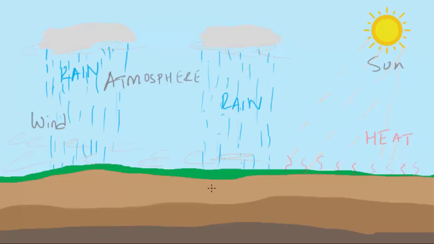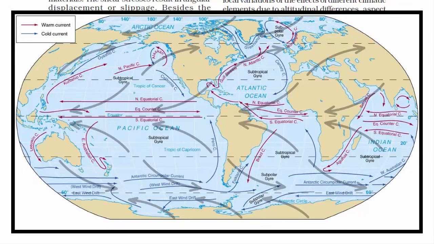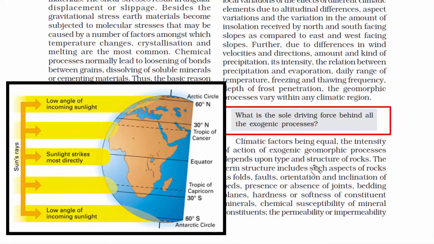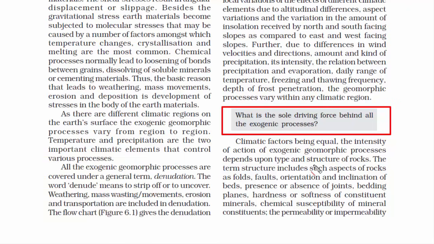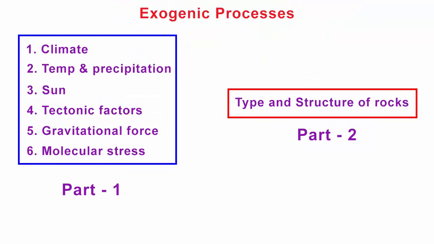Moments back we read that it is because of climate. Climate differs from place to place, and that's what causes the change in temperature, wind velocities and directions. But then if you think a little more, change in climate is again dependent on the sun, because the sun is the ultimate source of energy. So the sun is the driving force behind all the exogenic processes. Remember that. Another important thing is that factors like climate, sun, gravity, molecular stress, tectonic movement make the exogenic processes happen.